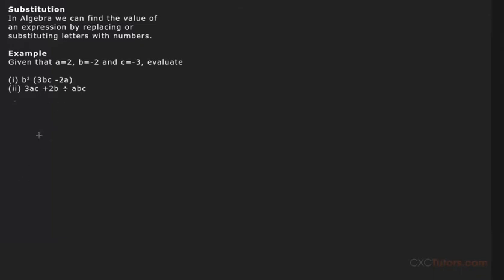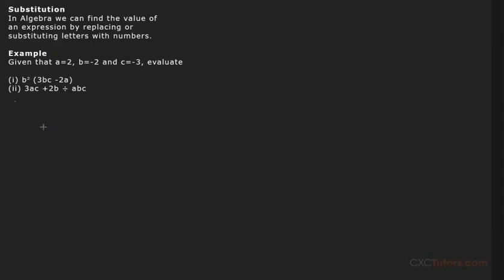It says b squared, evaluate or find the value of this expression, b squared multiplied by 3bc minus 2a. So we have our values. a is 2, b is minus 2, and c is minus 3. What is it going to be? Is it going to be 5? Is it going to be 10? Let us see. Only by working out will we realize what our true value will be.